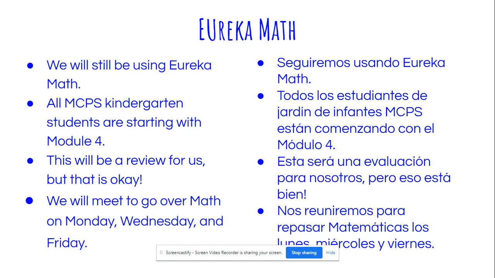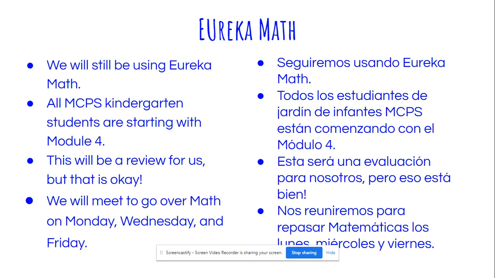So for our online learning, we will still be using Eureka Math. All Montgomery County kindergarten students are going to go back and start at the beginning of Module 4, which focuses on number bonds, and we will be starting with Lesson 1 in Module 4.